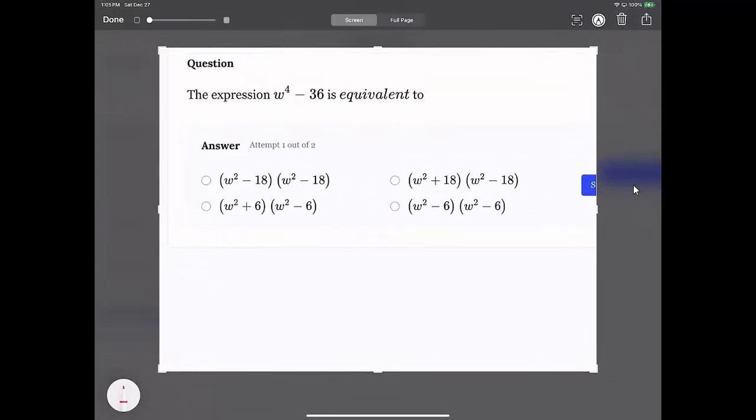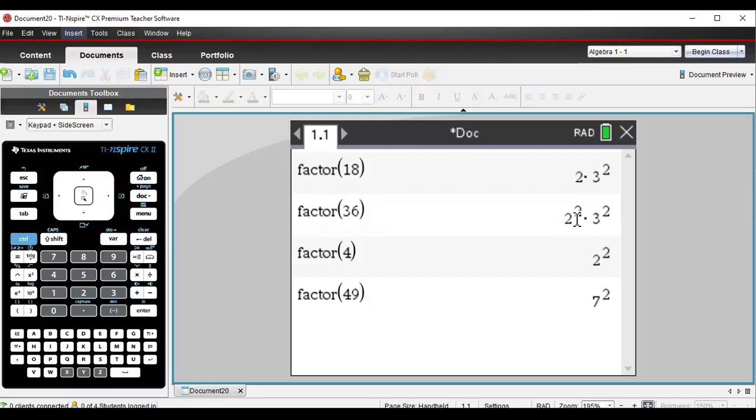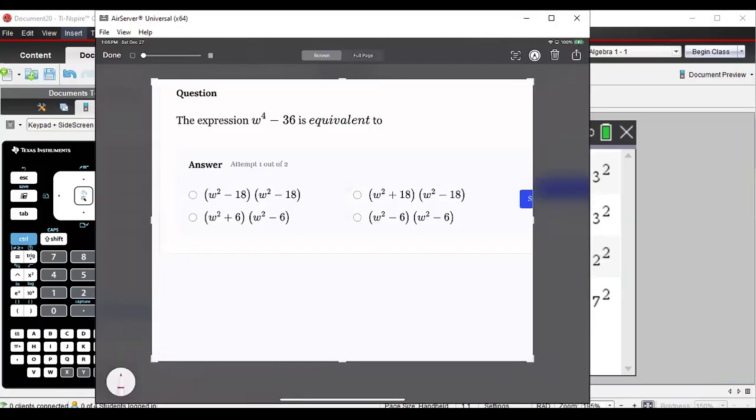Now, the only number that I need to factor is 36, so I'm going to go here and do menu. Right here, menu 23, it tells me it's 2 squared times 3 squared. So I'm going to rewrite this as W times W, W times W, 4 of them. And then this is going to be minus 2 times 2, 3 times 3. So this is the difference of perfect squares.